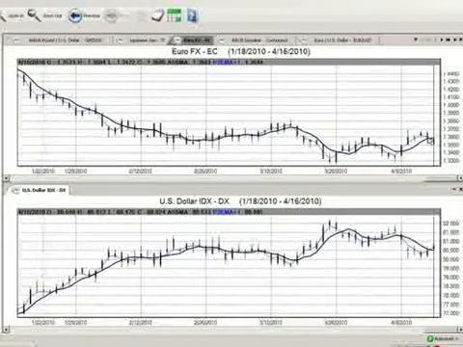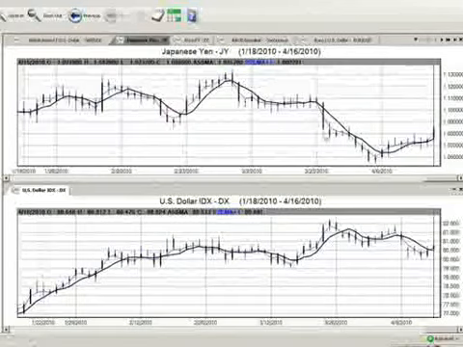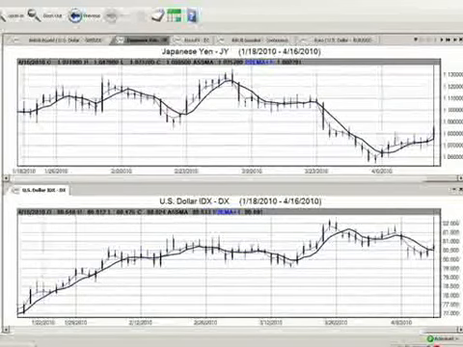A number of those euro-based pairs are probably going to move lower as the US dollar regains its footing. Now, looking at the Japanese yen futures contracts, we can see that the correlation is positive. As the US dollar strengthens, we're also seeing a buy signal on the Japanese yen currency futures.